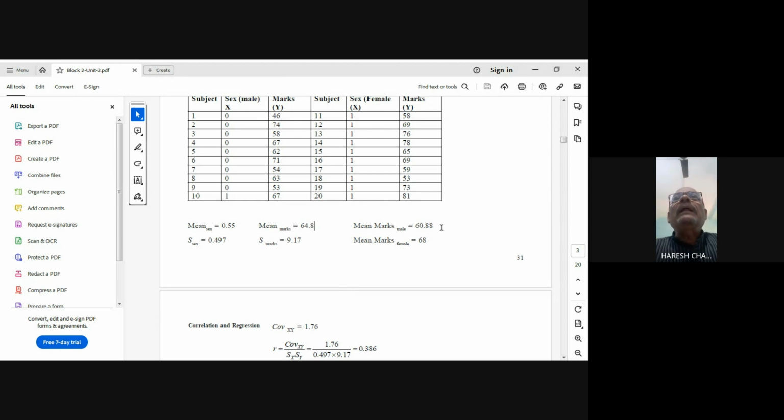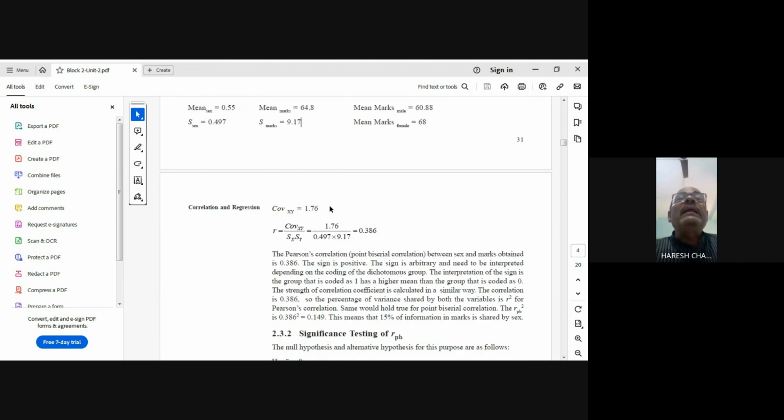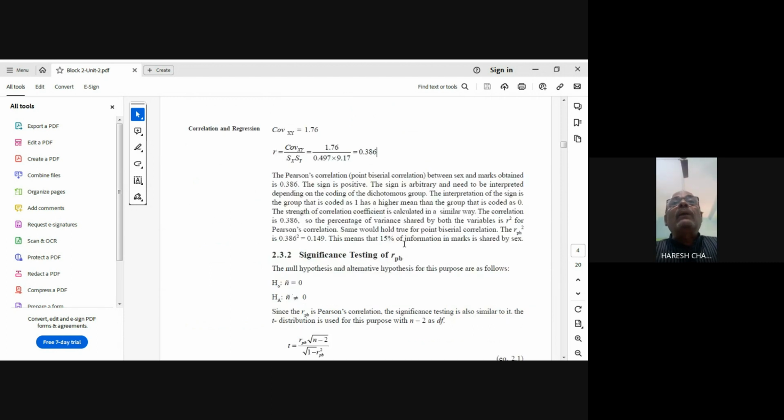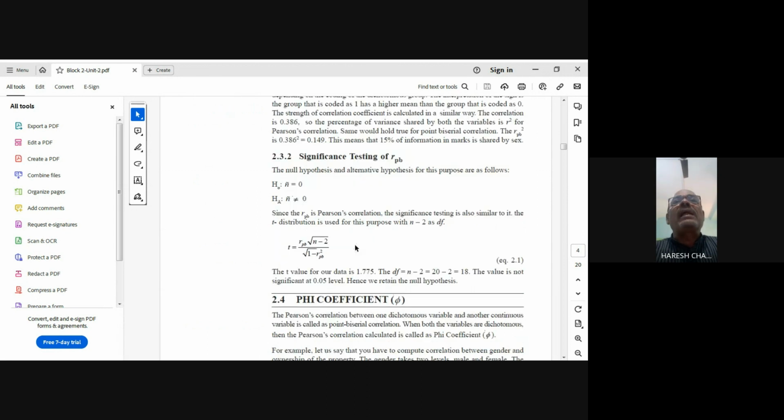Same, the total mean of male, total mean of females. Now with these statistics, then the standard deviation of x, the standard deviation of marks. Then you will get the covariance values, and applying this formula you will get the result. You calculate it at home and find out. If any problem, you can ask me in the next class.